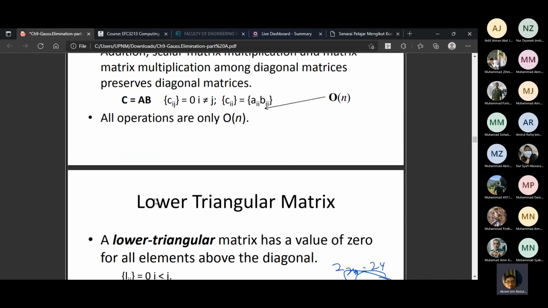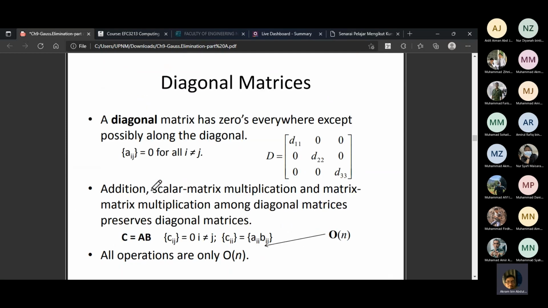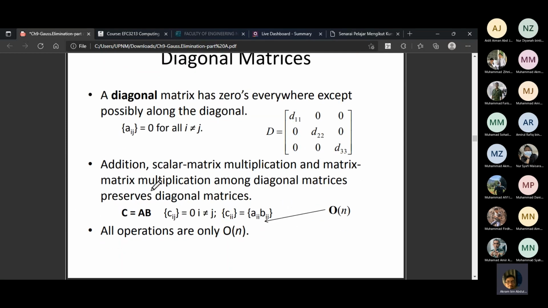That's the first one. Second is diagonal matrix. A diagonal matrix is a kind of matrix that has zero everywhere except possibly along the diagonal. Yang dekat diagonal saja ada nilai. Yang lainnya semua akan bernilai kosong. Itu diagonal matrices.